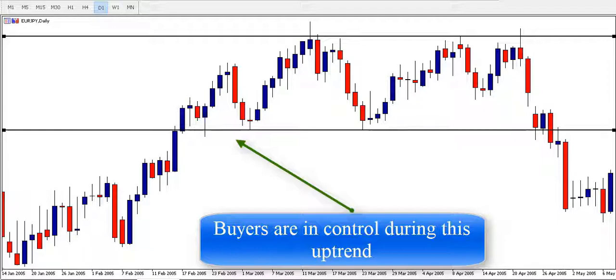And in this trading condition, it's obvious that buyers are in control of the market. So the best trading decision is to buy when there is a high probability setup.